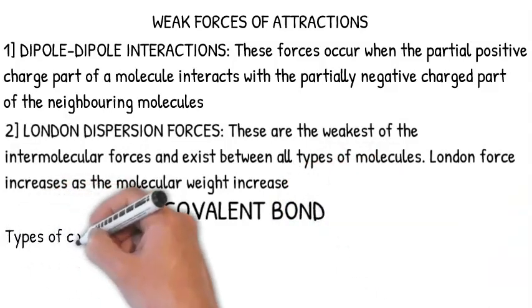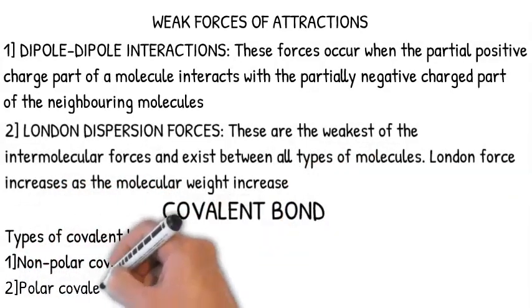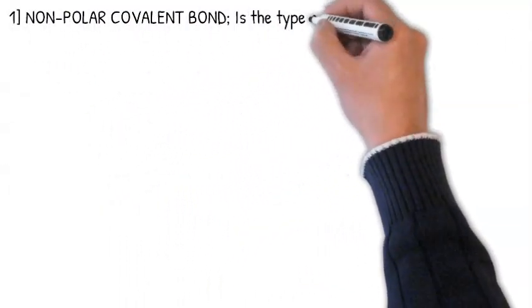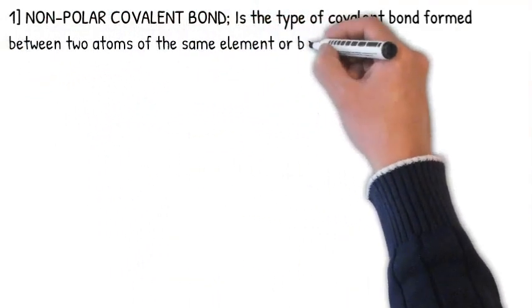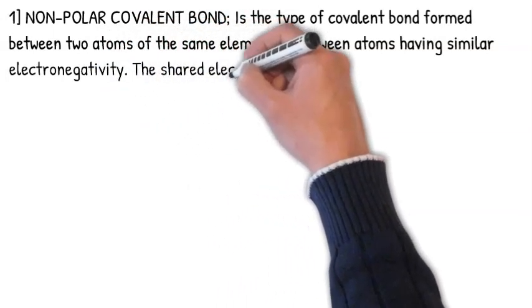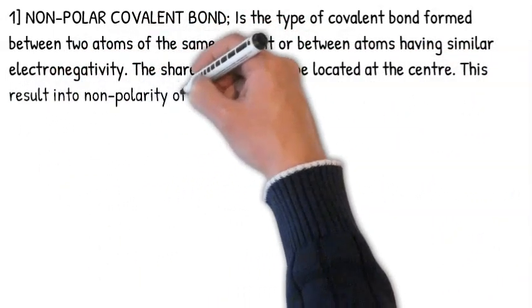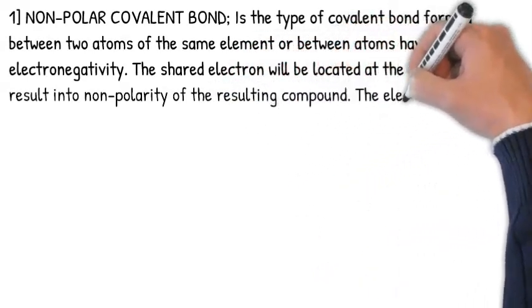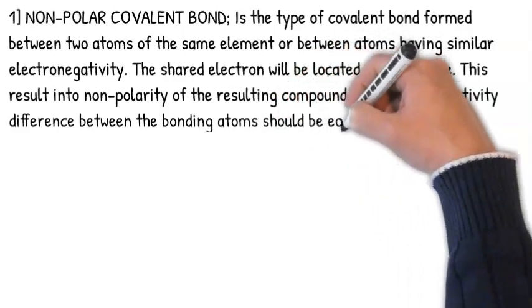Covalent bond. Types of covalent bonds. Number 1. Non-polar covalent bond. Number 2. Polar covalent bond. Number 1. Non-polar covalent bond is the type of covalent bond formed between two atoms of the same element or between atoms having similar electronegativity. The shared electrons will be located at the center. This results in non-polarity of the resulting compound. The electronegativity difference between the bonding atoms should be equal to 0.